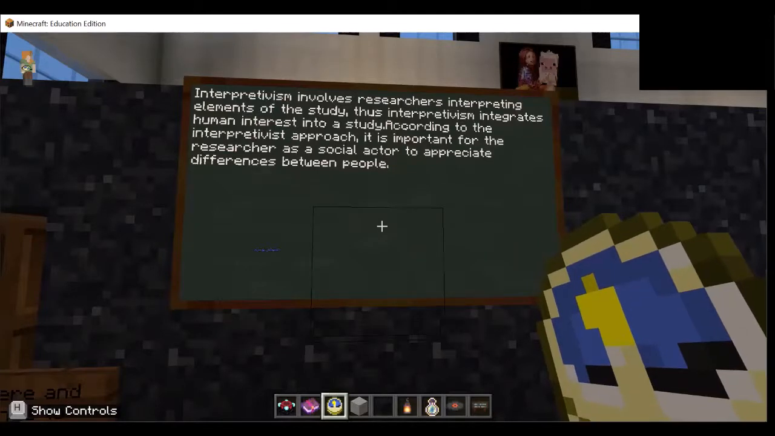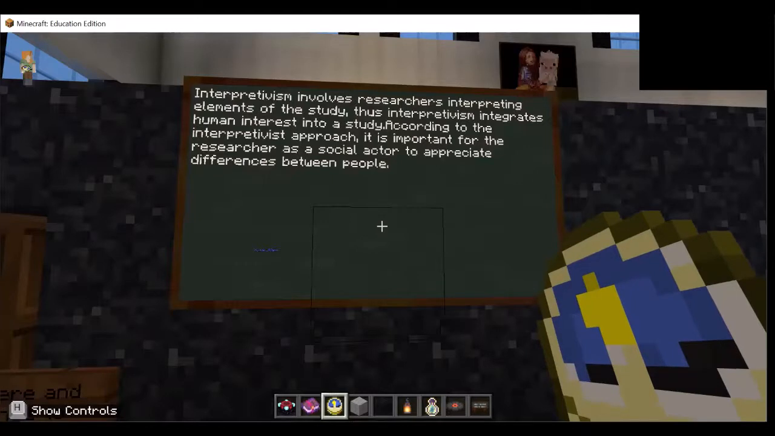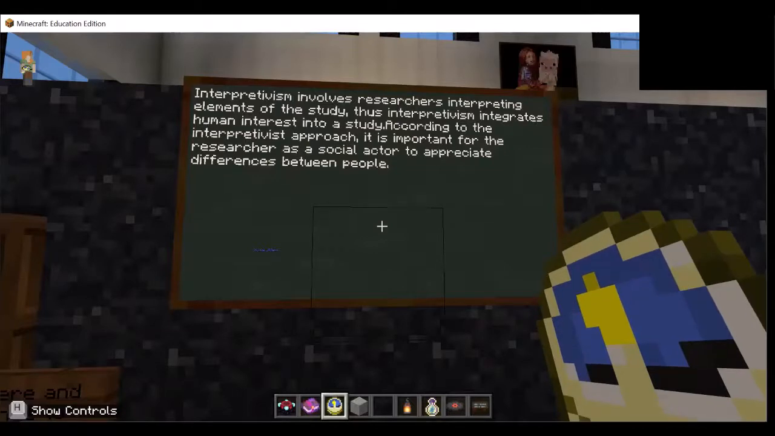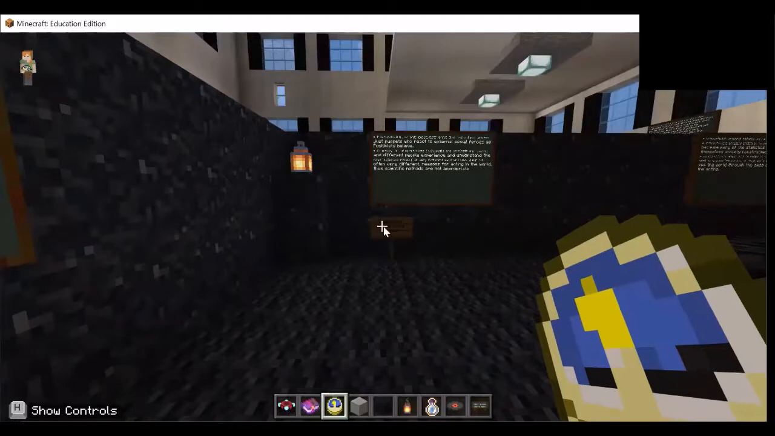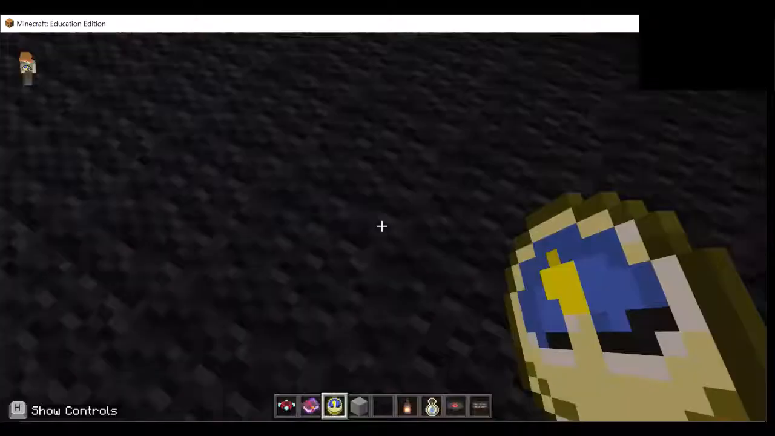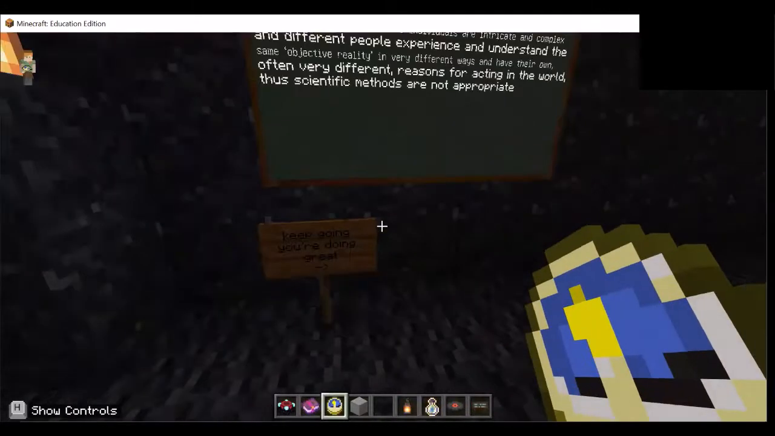It's not as objective or as... what's the word for it? Not changeable. I forget the word for the positivist approach. So this is the juxtaposition of positivism. Wait, I'm sorry, I clicked on the wrong one. Okay, let's continue. There's a post here that tells us to keep going, that we are doing great.